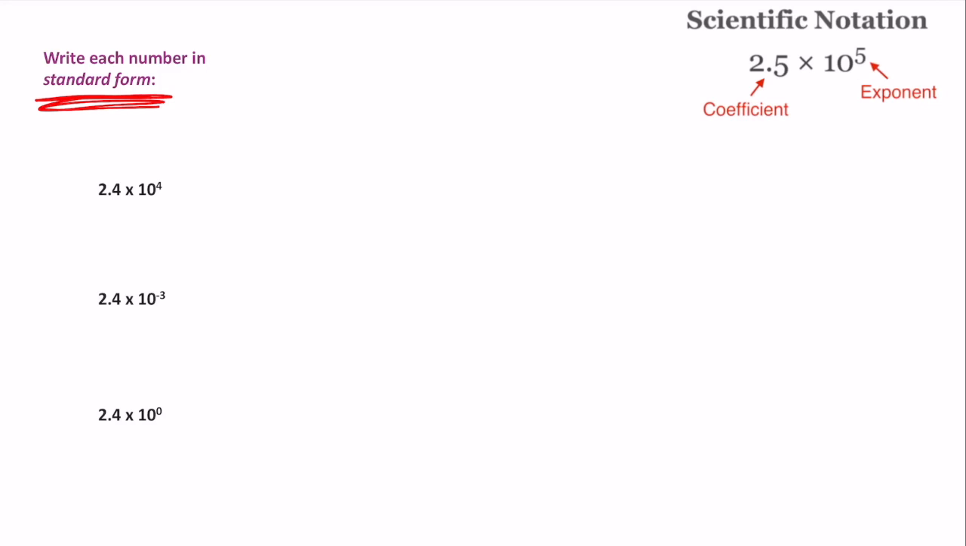So 2.4 times 10 to the fourth. So this is telling us we need to move the decimal place to the right 4 spaces. So 1, 2, 3, 4. It's right there. Just fill in the zeros and you get 24,000. Next.